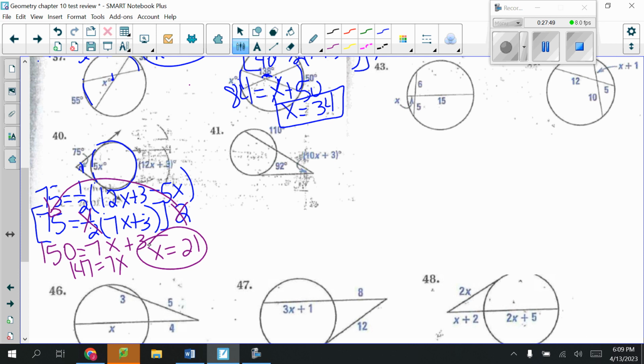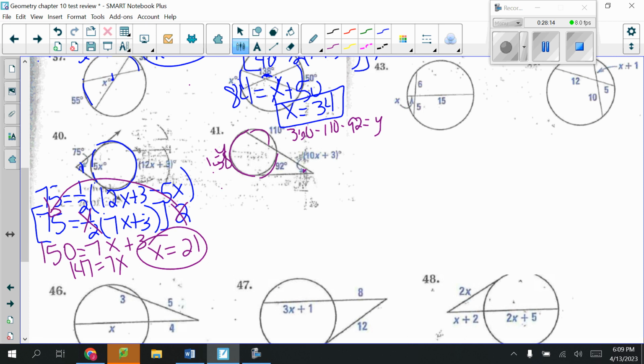Again, they give me this angle here. I don't know my big arc, but I know this arc and this one. All of them together have to equal 360. So if we do 360 minus 110 minus 92, that's going to get me this arc right here, which I'm calling y, which is 158. So now I know this is 158.